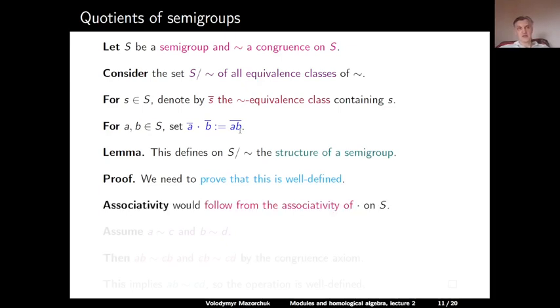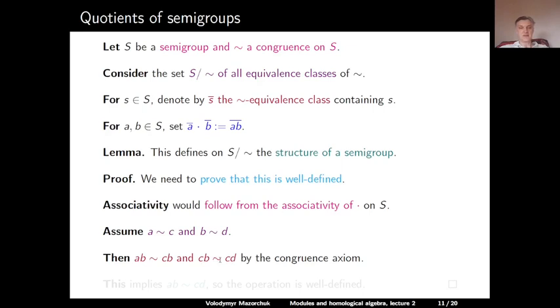And the associativity, the only axiom, follows directly from the associativity of the multiplication on S. So let's prove that this is well defined. Assume A is tilde equivalent to C and B is tilde equivalent to D. Since tilde is a congruence, we can multiply A equivalent to C on the right with B to get that AB is equivalent to CB. And we can multiply B equivalent to D on the left with C to get that CB is equivalent to CD.